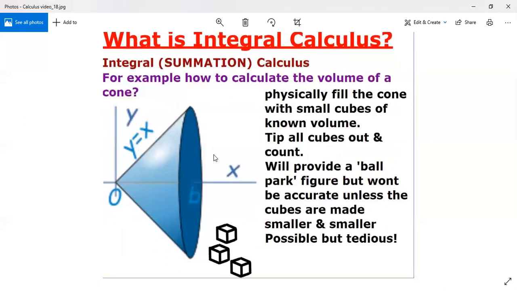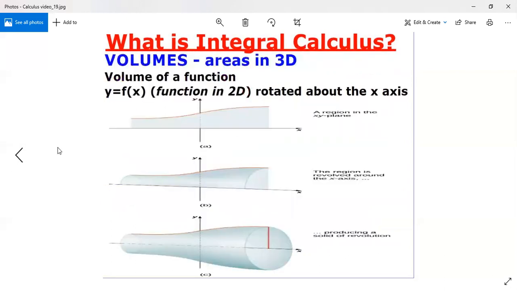So as we suggested earlier, for example, if you made up multiple copies, exact copies of a tiny cube volume that you know the volume of, fill it up with dozens or hundreds of these cubes to get full, tip them out and add them all up, you'll get a ballpark figure. Numerical integration gets ballpark figures, gives you an indication of the volume, but not particularly accurate. If we use rules of integral calculus, we can get an exact figure.